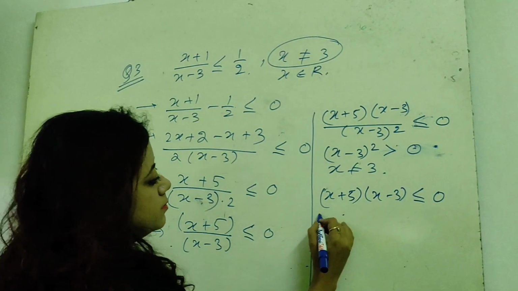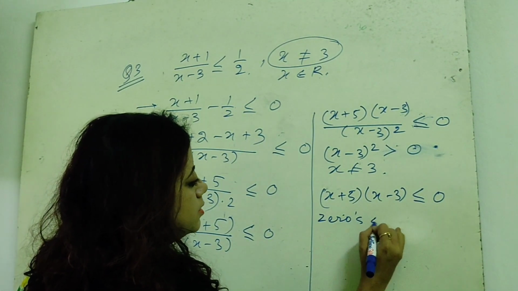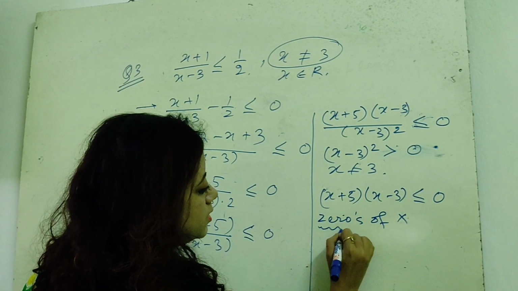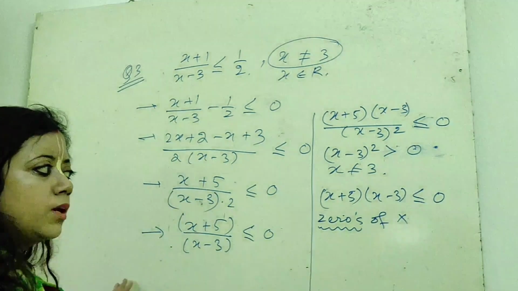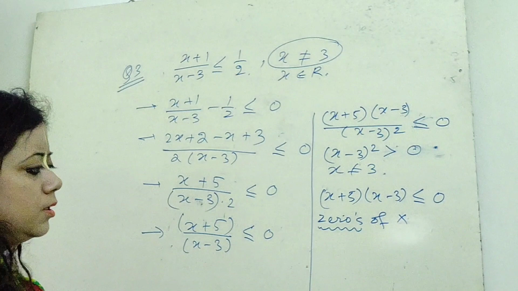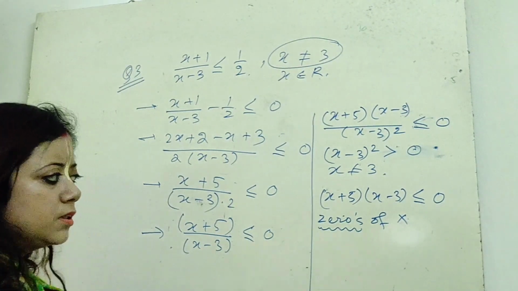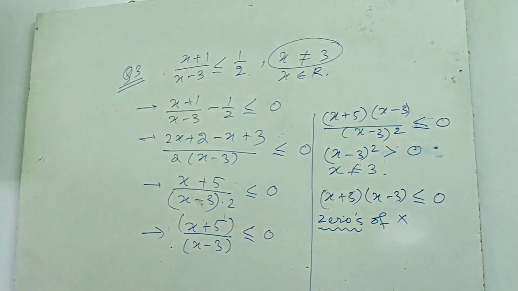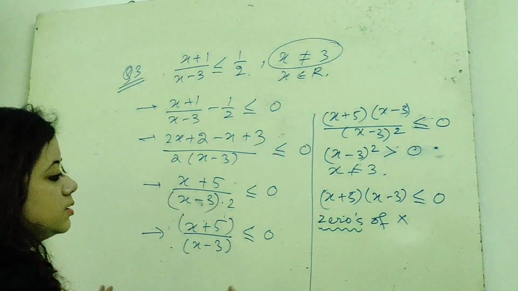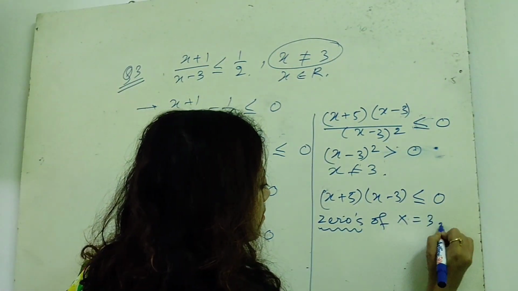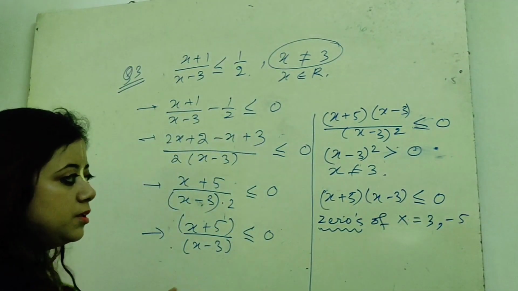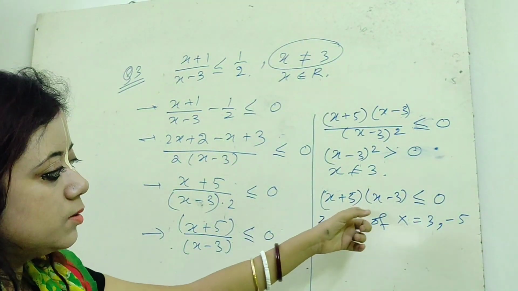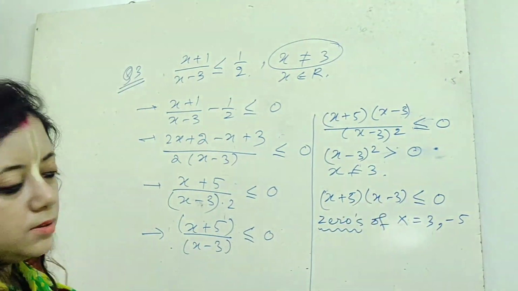So what are the zeros of x? Do you know what is called zeros? Zeros means for what value the expression becomes 0. In the West Bengal board it is called roots. In the CBSE board it is called zeros. So the zeros of x are 3 and minus 5. Means if I put x equal to minus 5, it is 0. If I put x equal to 3, it is 0.